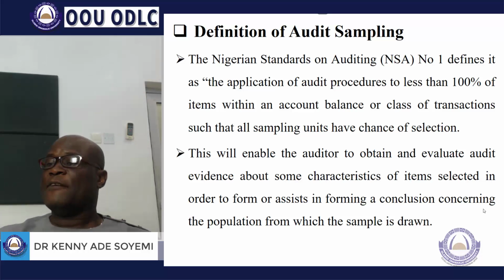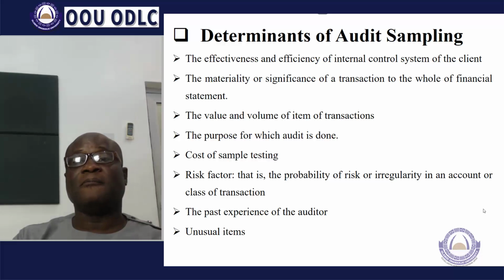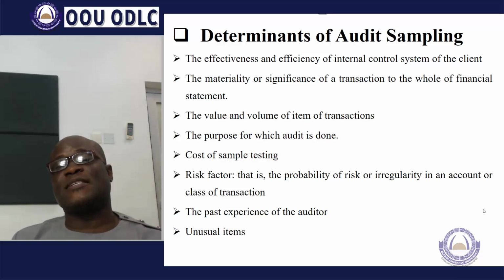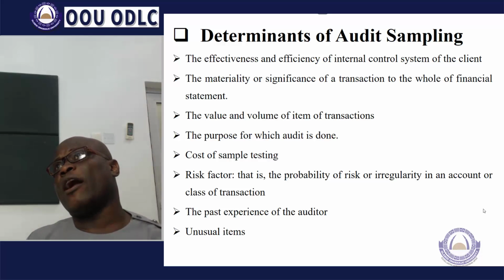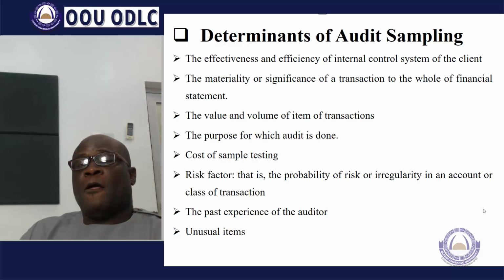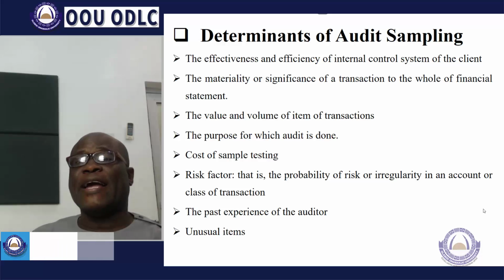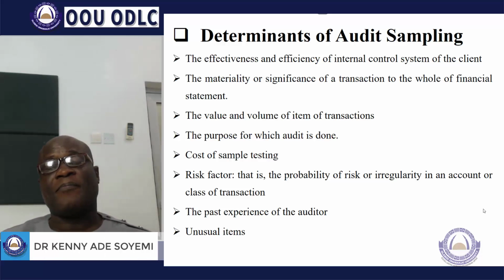Basically, the following factors determine the degree of audit sampling: the effectiveness and efficiency of the internal control system of a client. If the internal control system of a client is seen to be working as documented, then you could relax on the audit sampling. But if otherwise, you increase the audit sampling.